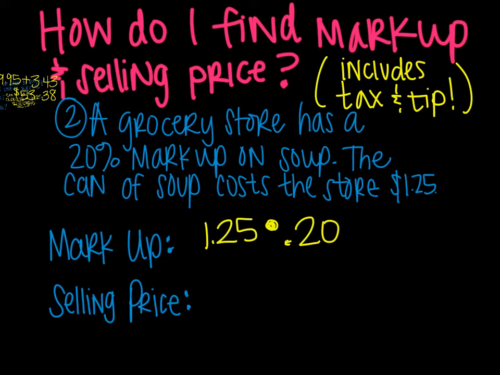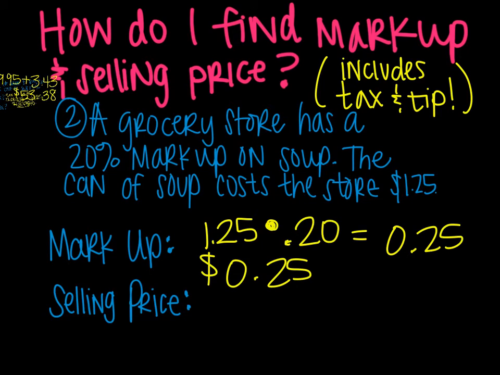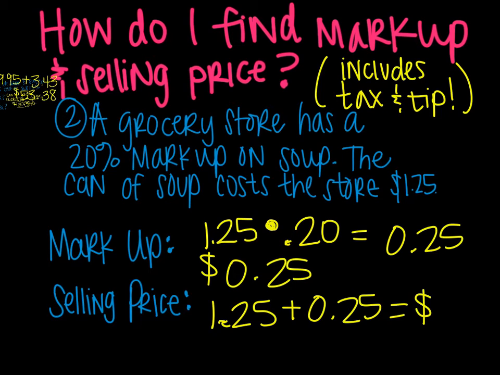And again, use a calculator. You will get an answer of 0.25, in other words, 25 cents. So every can is going to be 25 cents more expensive. That means for my selling price, I'm going to take the $1.25 that it originally was and add that 25 cents to it, which means the price tag amount in the stores is going to be $1.50 so that they can make 25 cents every single time.